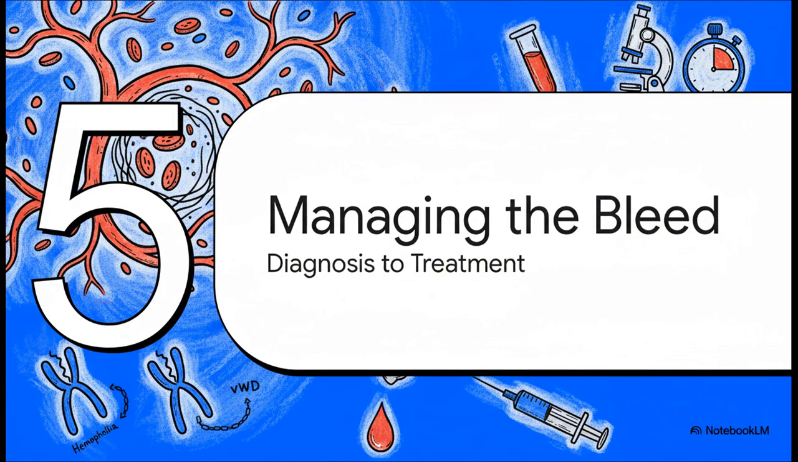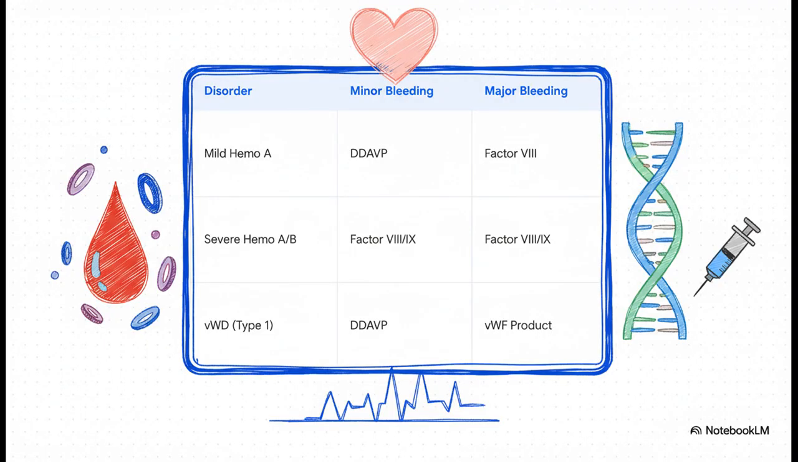So we've cracked the case. We know what we're dealing with. The final step is figuring out the right treatment to stop the bleeding and prevent it from happening again. Treatment strategy depends completely on the diagnosis and how bad the bleed is. For severe hemophilia, the answer is pretty simple. You have to replace what's missing, so you give them factor VIII or factor IX.